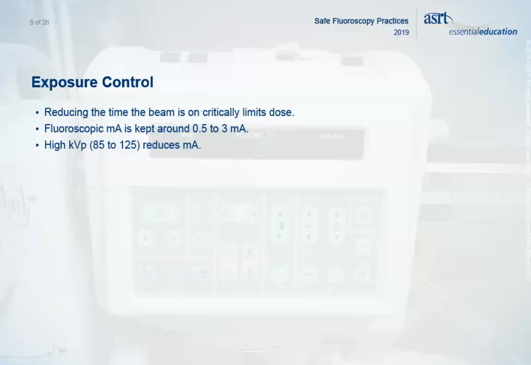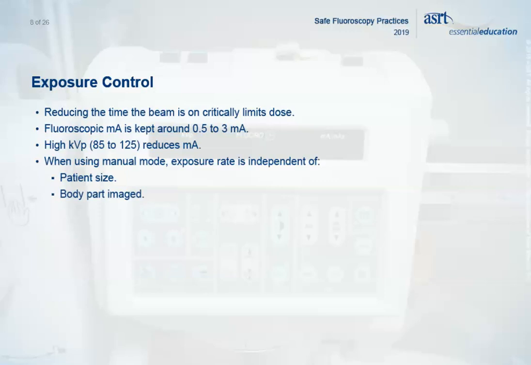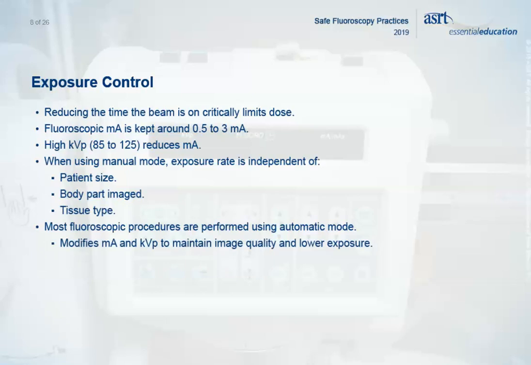Current fluoroscopy units use either a manual or an automatic mode to produce images. When the manual mode is selected, the radiation exposure rate is independent of patient size, body part imaged, and tissue type. However, these factors adversely affect image quality and brightness when the operator pans across different tissues with different thicknesses. Therefore, most fluoroscopic procedures are performed using the automatic mode rather than the manual mode. Automatic dose rate control or automatic exposure rate control systems modify exposure parameters such as mA and kVp to maintain image quality and lower patient exposure.